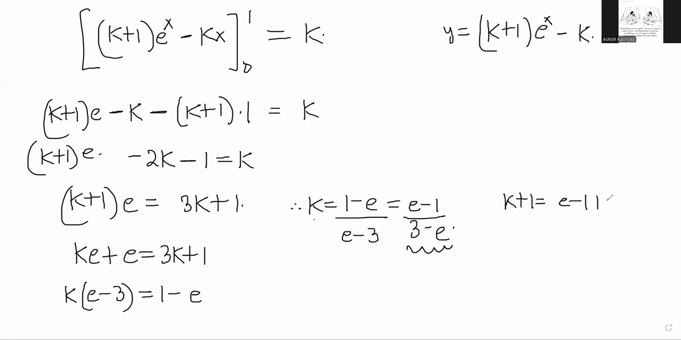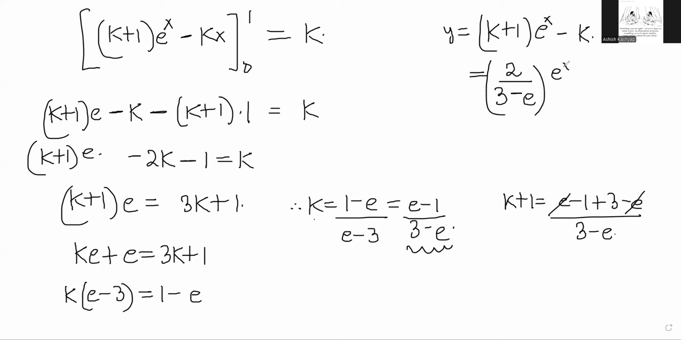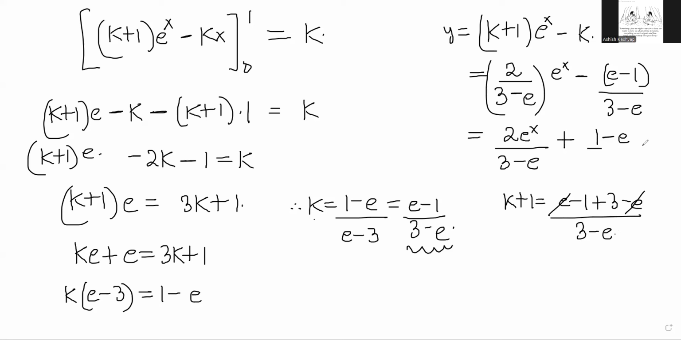It is (e minus 1 plus 3 minus e) divided by 3 minus e. So that is clearly 2 by 3 minus e. So 2 by 3 minus e, e power x, minus k, which is (e minus 1) by 3 minus e. So it is 2 e power x by 3 minus e plus (1 minus e) by 3 minus e, right? So that is becoming my y after putting in the value of k that we just now found.